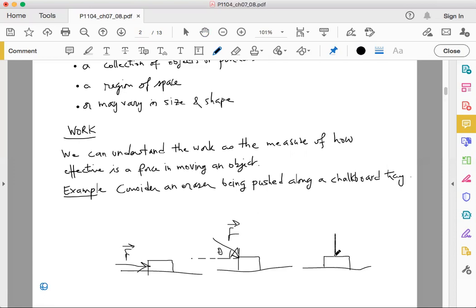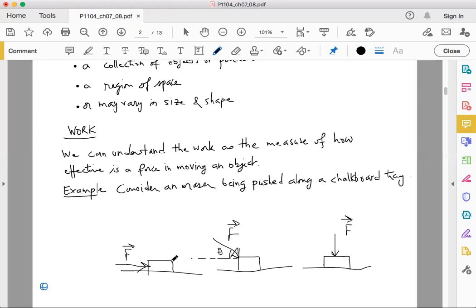And finally, let's consider the case when you apply a force F vertically on the eraser. If the force F is applied in this way, vertically on the eraser, you won't be able to move the eraser. So despite the fact that the force in all 3 cases is the same, let's say 10 or 20 Newton, the motion of the object under the action of this same force F is not the same. And so that's why we define the work.